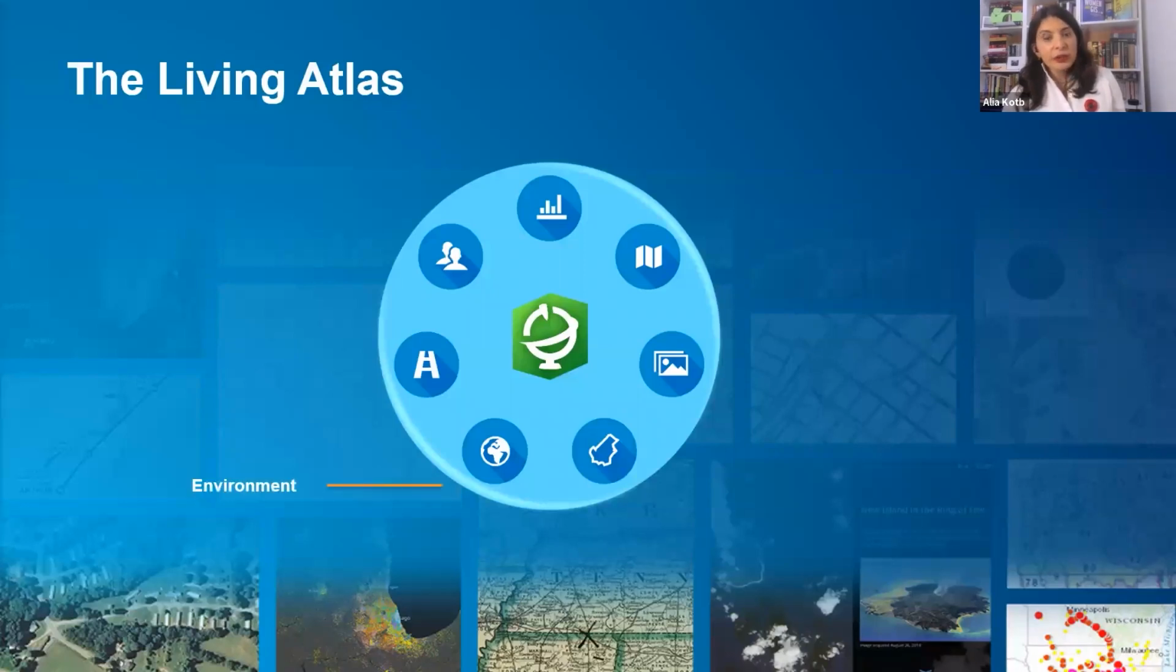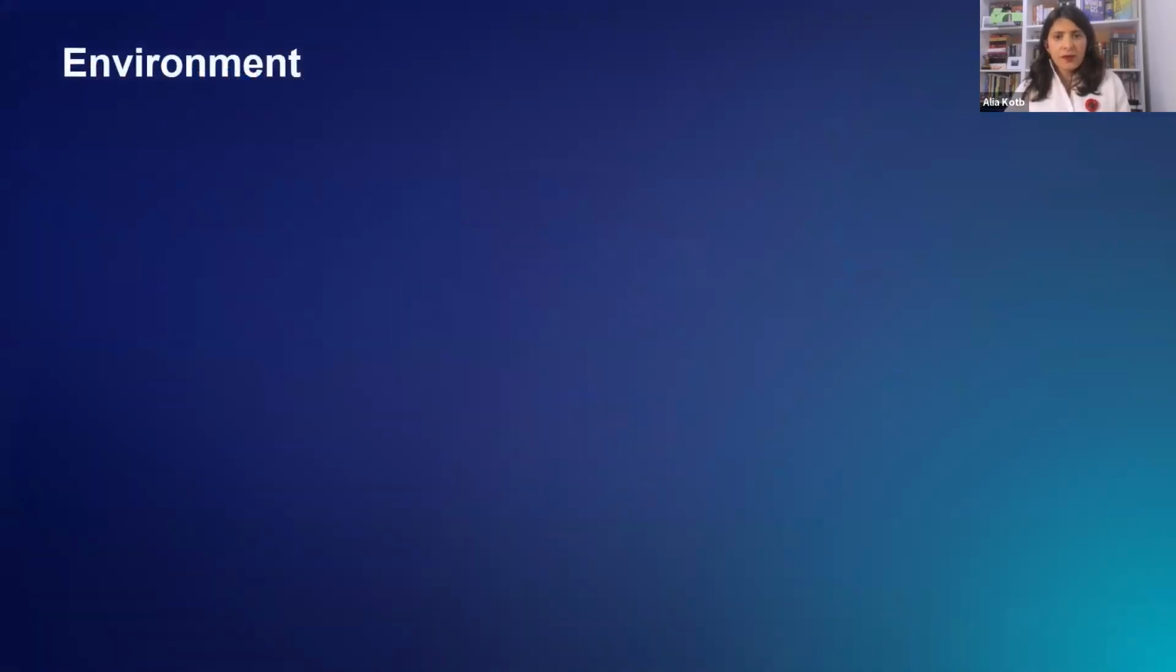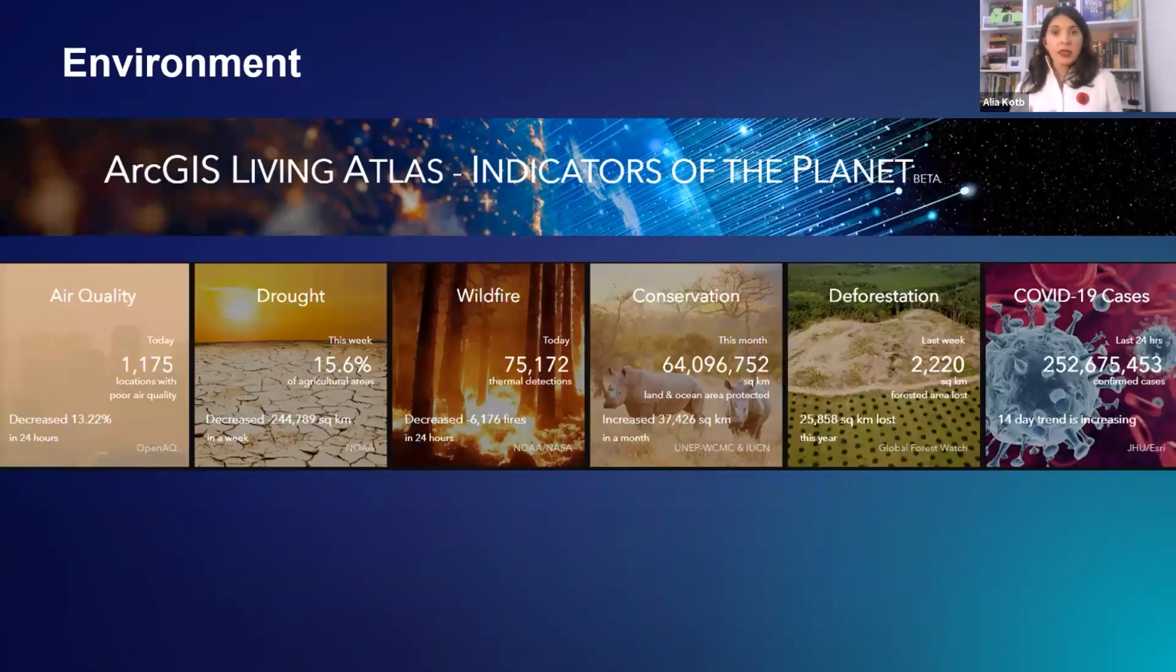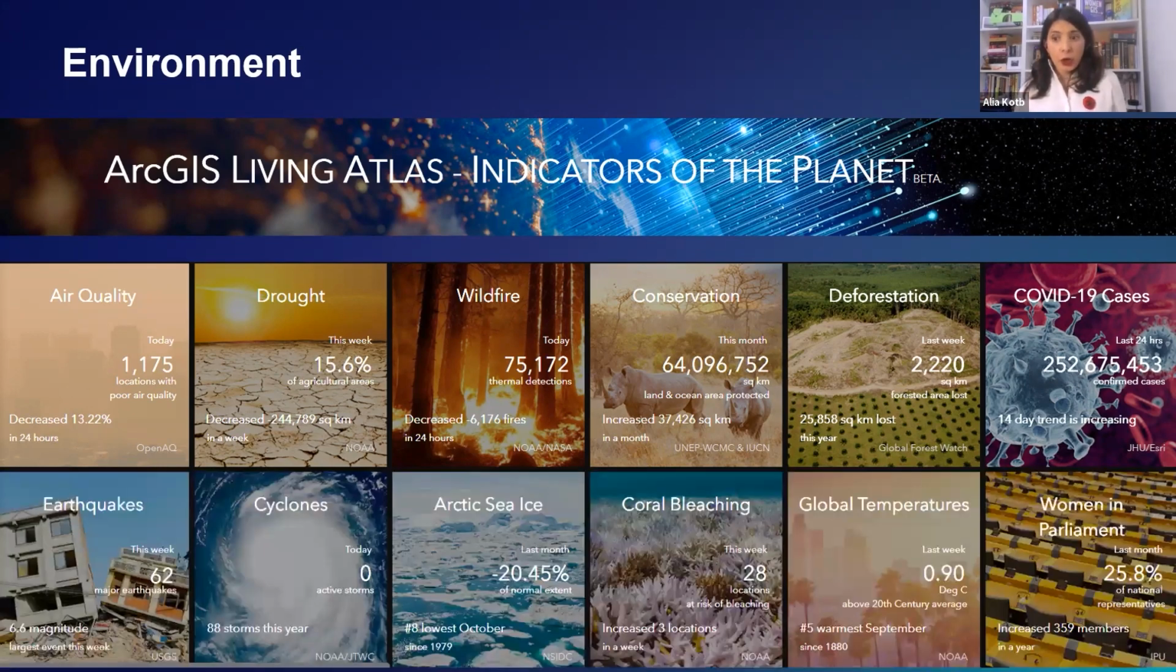Next up, we're going to look at environment. The Living Atlas has a plethora of planet indicators. You can see things like air quality, drought, wildfires, conservation, deforestation, and of course, a topic that we've been hearing about for the past two and a half years, COVID-19 cases. You can also get indicators such as earthquakes, cyclones, Arctic sea ice, coral bleaching, global temperatures, and even women in parliament under the category of environment.